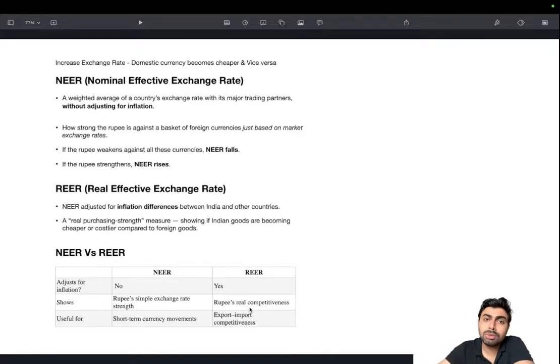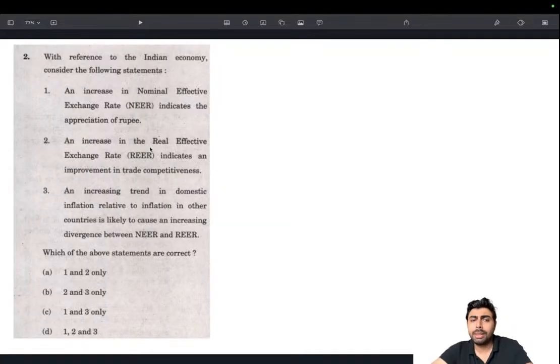But REER actually accounts for real competitiveness, accounting for inflation and the real purchasing power the rupee holds. NEER is useful for short-term currency movements, and the other one is for export-import competitiveness. So NEER is a less suitable indicator for export competitiveness, and REER is a better suited indicator for trade competitiveness. A decrease in REER actually indicates an improvement in trade competitiveness. That's the thing. Okay, I hope you understand.